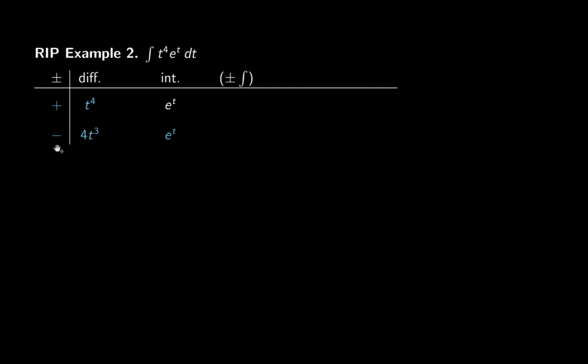Going through the procedure, alternate plus minus signs. I get a negative 1 represented by a minus sign here, 4t cubed and e to the t, and consider the product and its integral. We had to investigate what this gives us. Well, notice that the power of t is now 3. It went down from t to the 4th to t cubed. So we shouldn't stop just yet. We could keep going because eventually we will exhaust these powers of t.